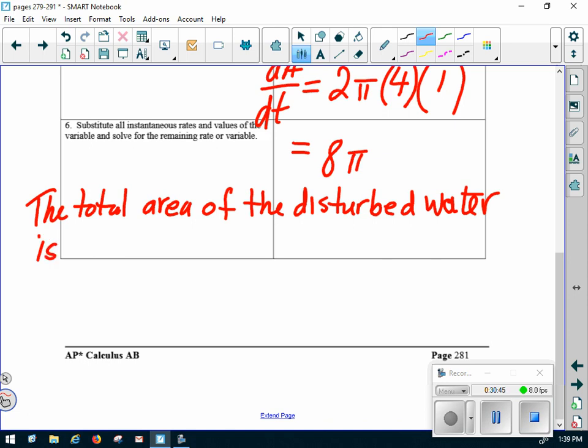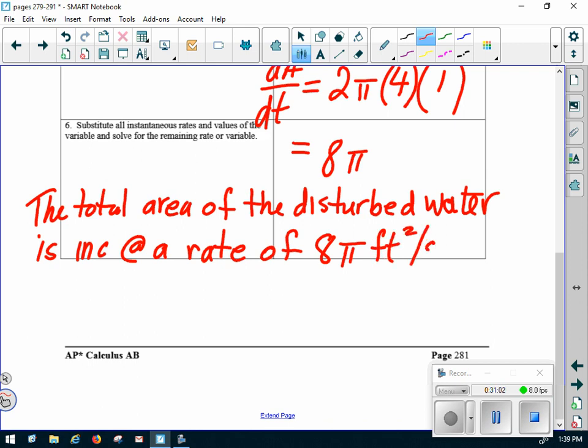Because there are a lot of different kinds of related rates problems. The total area of the disturbed water is increasing at a rate of 8 pi what? Area. So, square feet per second. Minute, was it second or minute? Second. When, what was it, r is 4? Those units will cost you if you don't get those units right.